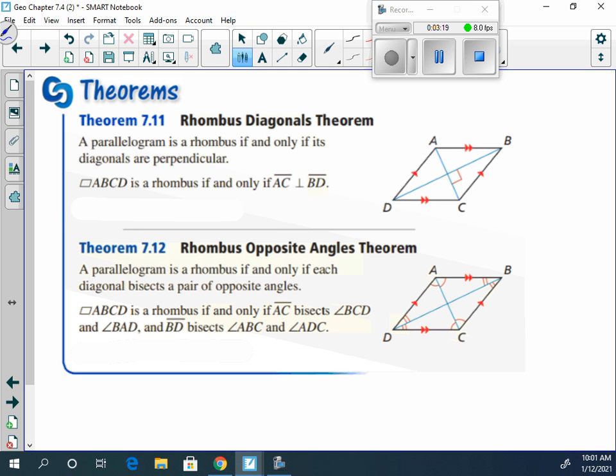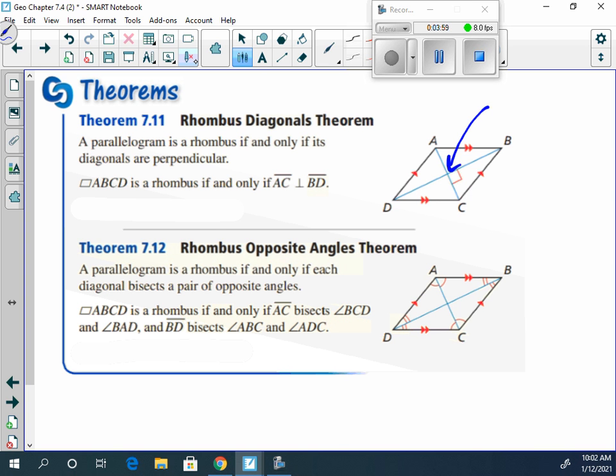So that means when those two diagonals cross inside a rhombus, they will form right angles every single time. They will always cross at right angles. And we also have that a parallelogram is a rhombus if and only if each diagonal bisects a pair of opposite angles. Bisects a pair of opposite angles. So if it bisects it, it means it cuts it in what? Half. It cuts it in half, yes? It's going to cut it in half.